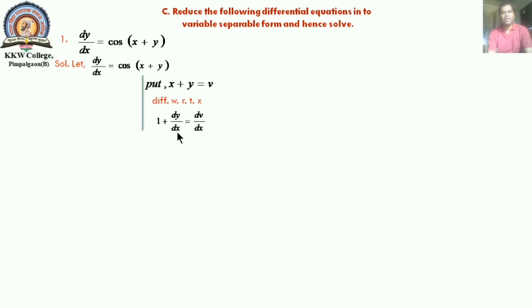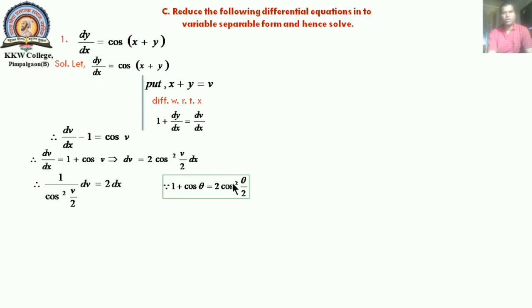Now 1 plus dy by dx is equal to dv by dx, therefore dy by dx is equal to dv by dx minus 1. So instead of dy by dx, put dv by dx minus 1, and instead of x plus y put v. So now dv by dx minus 1 is equal to cos v. The minus 1 transfers to the right hand side, so you will get dv by dx is equal to 1 plus cos v. You know that 1 plus cos theta is equal to 2 cos square theta by 2. Therefore 1 plus cos v can be written as 2 cos square v by 2.